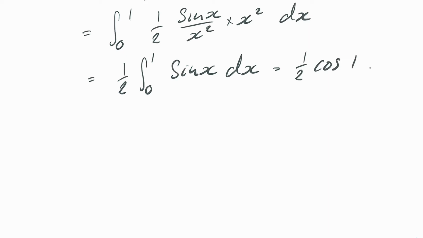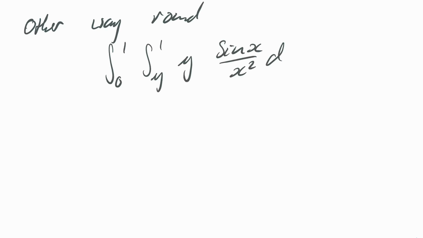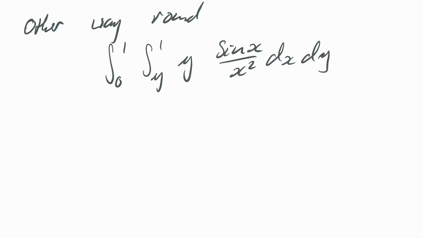Now, if we were to try that the other way, we would then be looking at the integral from 0 to 1 and the integral from y to 1 of y sine x over x squared dx. Now that becomes a much more complicated problem, the integral of sine x over x dx. So the lesson is, be very careful of the order that you do the integrals in when your region is a strange shape. You want to use what information you can to make the integration as easy as possible.